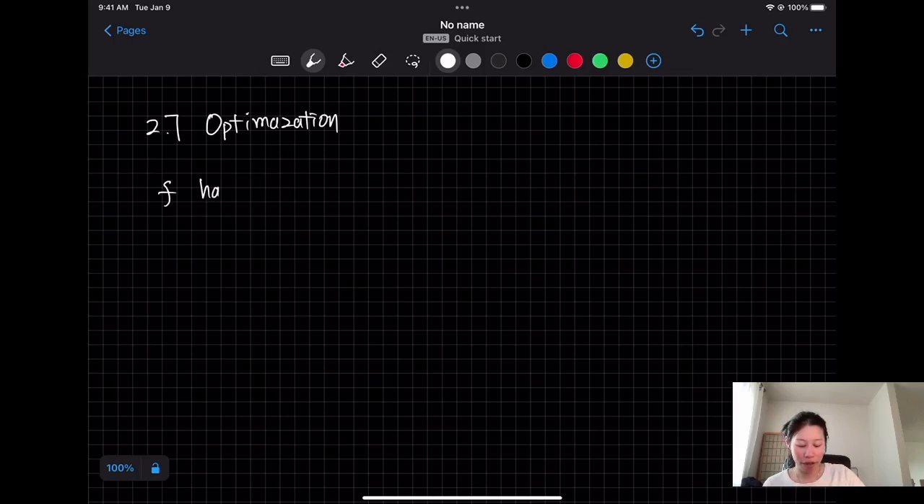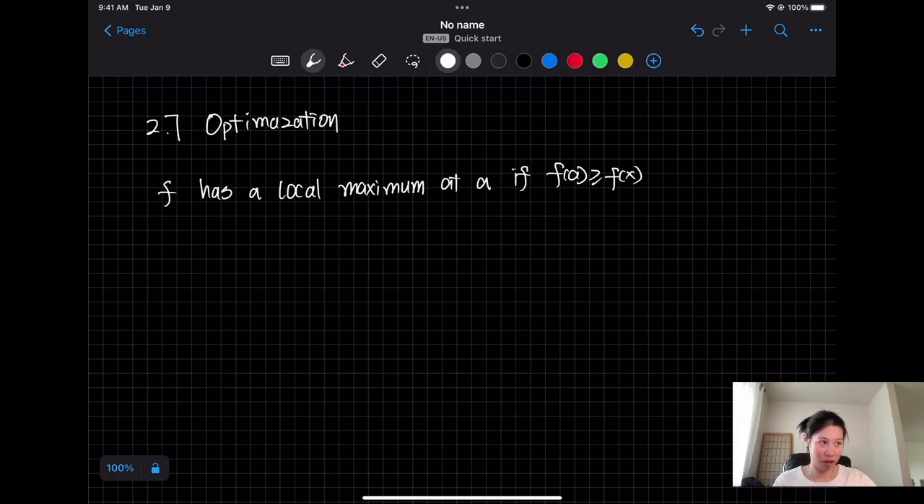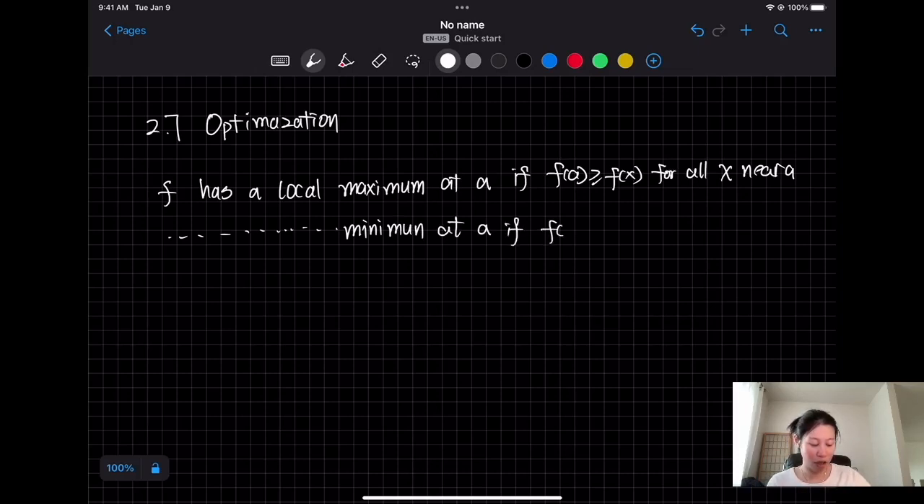So f has a local maximum at a if f of a is greater than all of f of x for all x near a. Similarly, f has a local minimum at a if f of a is less than all of the f of x for all x near a.